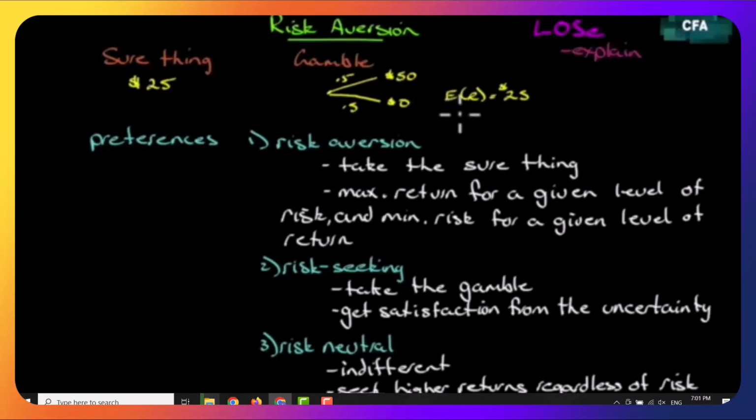So they have the same payoff, really, but this one has no variability. This one has wide variability. So think if you did this 100 times. If this is 50-50, if you did this 100 times, you would get, on average, $2,500 here. You would get $2,500 here, except no risk. That's the idea behind it. Risk-seeking: take the gamble. You get satisfaction from the uncertainty.